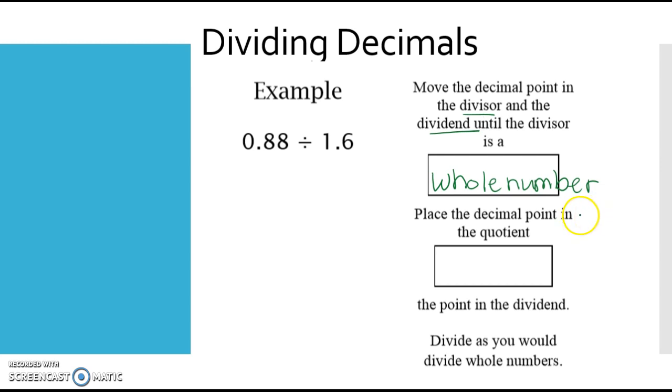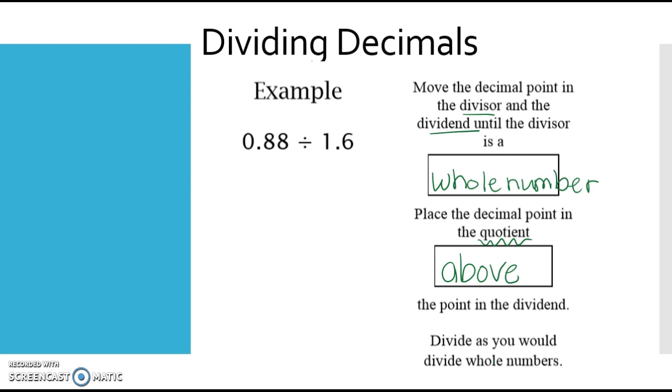It says place the decimal point in the quotient above. So once you've moved your decimal place and it's done moving, you're going to move it straight up into your quotient, which is the answer to a division problem. So it says place the decimal point in the quotient above the point in the dividend. And then lastly, divide as you would divide whole numbers. So once you've moved your decimal place, and that's going to be the first step, and it's already in place, then you just divide like you normally would, ignore that a decimal place is even there.